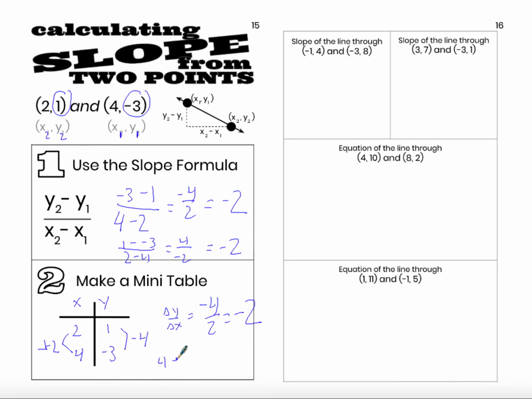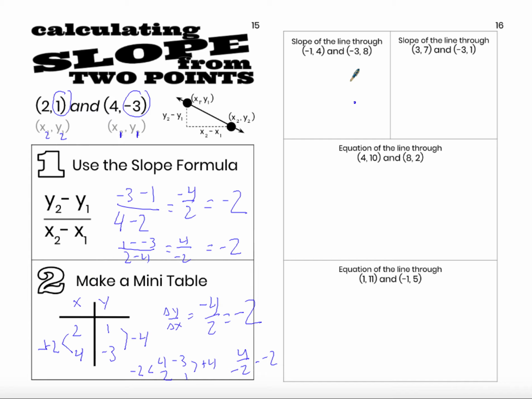And again, I could have put those 2 points in any order. If I would have written them in this way, I would have had a change in y of plus 4, a change in x of negative 2, which would still give me a slope of negative 2. So again, if you are not a super duper pro at adding and subtracting negative numbers, I'd really like you to use the mini table.